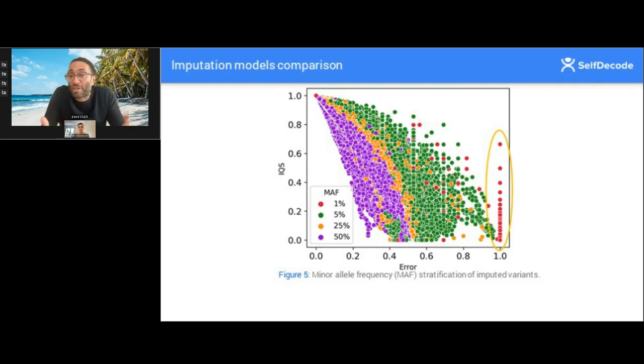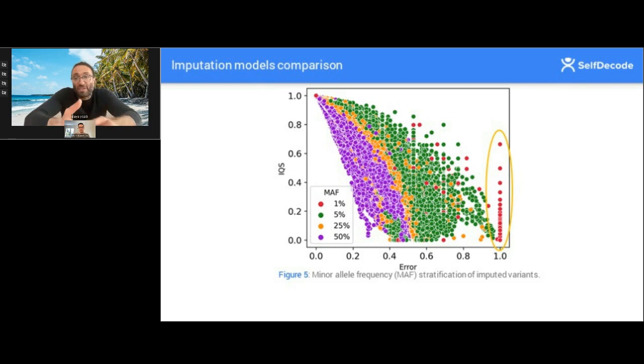So that was the phasing. Now we'll talk about imputation. One of the things you should know about imputation is that the quality of your imputation is dependent on multiple factors. So it's not a one-size-fits-all metric. Total accuracy really is not that meaningful when it comes to imputation.